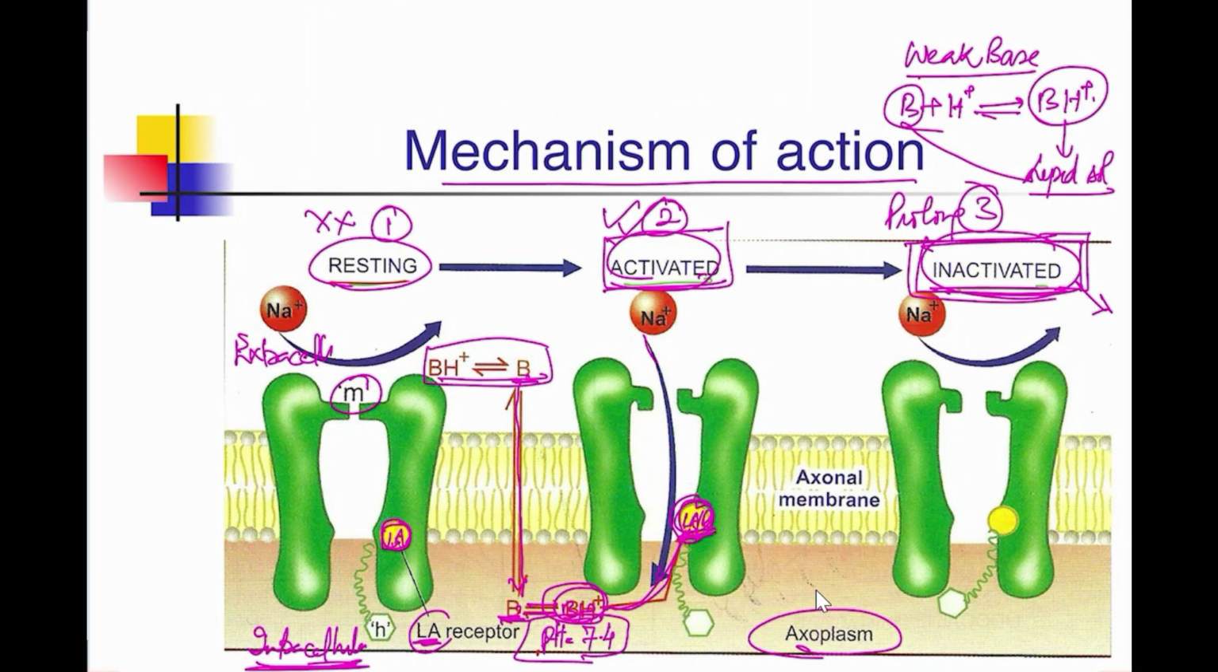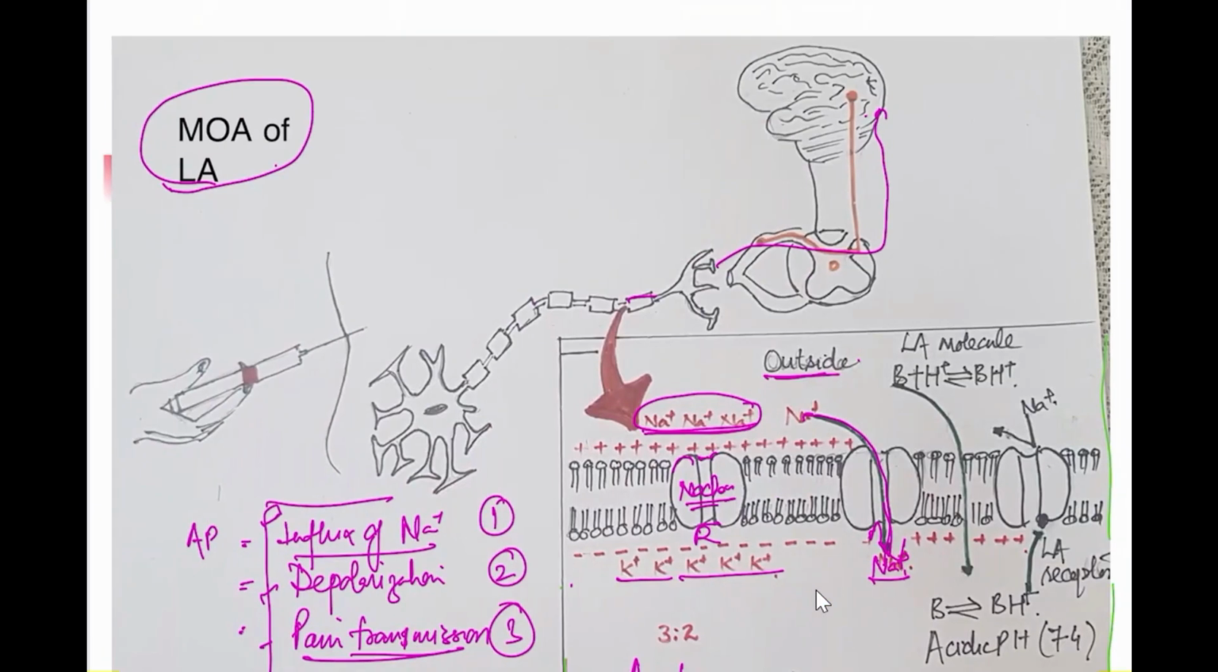So how are you going to write the local anesthetic mechanism of action? They block the voltage gated sodium channel. By blocking it, the influx of sodium ions will not happen. If sodium does not enter, if there is no influx, then there is no depolarization and no pain transmission. This is how the local anesthetic acts.